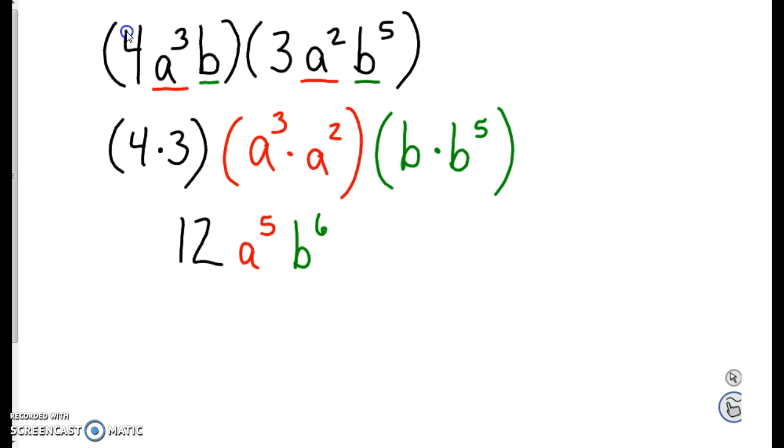Now notice we didn't have an exponent for our first b term. You can think about this as being b to the power of 1, since we just have the b. We normally don't put a 1 for our exponent, but you can think of that as b to the power of 1 multiplied by b to the power of 5. I add those exponents and I get b to the power of 6.